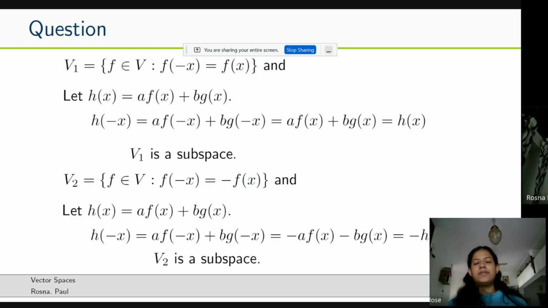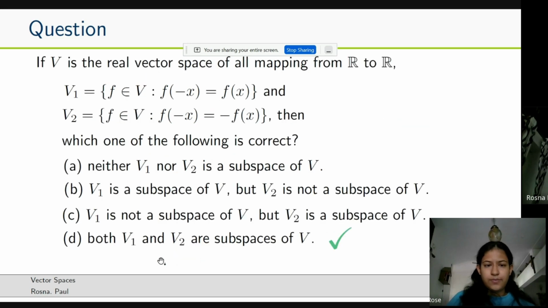And the next one is very similar. You take this h of x and you calculate what h of minus x is. But here the only difference is that f of minus x is minus f of x. You have to take this minus outside, which is nothing but minus of a f of x plus b g of x, which is minus h of x. But this is the condition we require. What we require is that f of minus x should be equal to minus f of x. So our h of x, which is this linear combination, satisfies this condition. So V2 is a subspace. So you are all right. D is the correct answer.